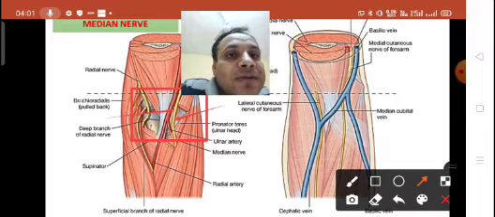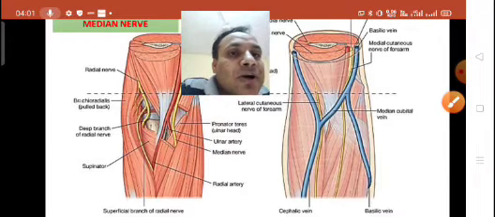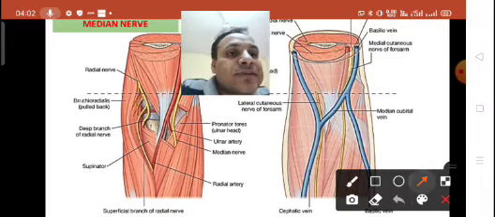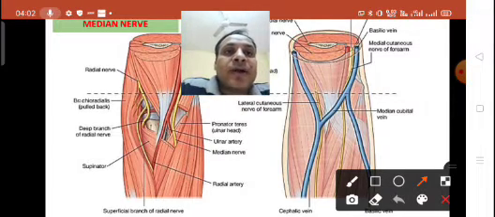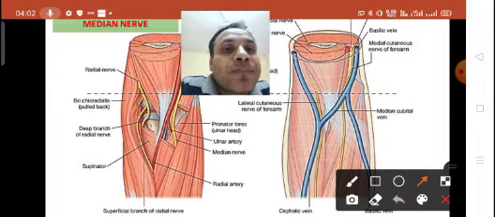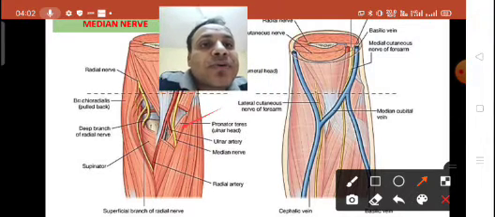Okay, this median nerve runs downwards and leaves the axilla by passing between the two heads of pronator teres. That means between the superficial and deep head of pronator teres muscle. So this one is the deep head and this one is the superficial head of pronator teres muscle.